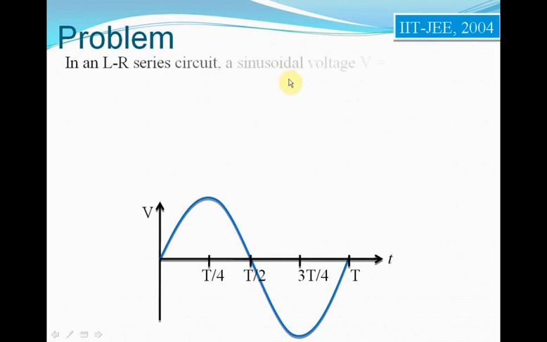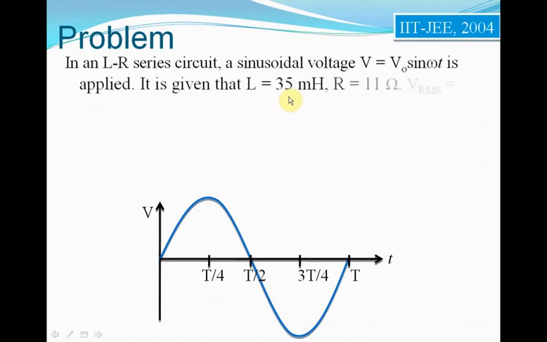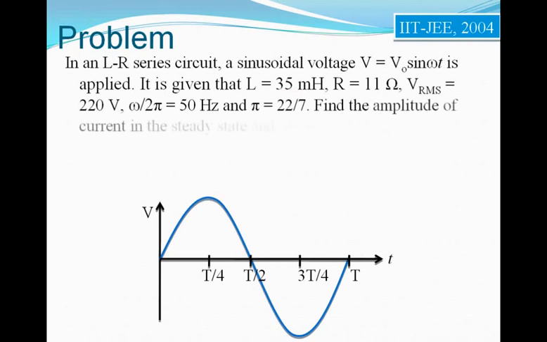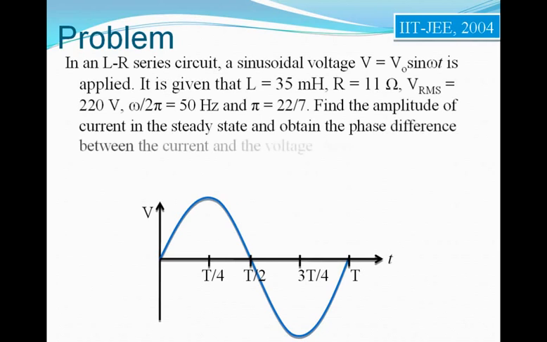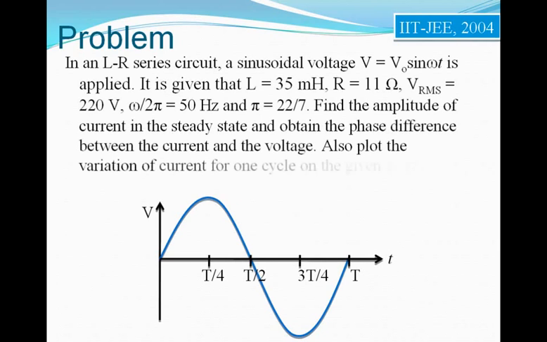In an LR series circuit, a sinusoidal voltage V equal to V0 sin omega t is applied. It is given that L equal to 35 millihenry, R equal to 11 ohms, Vrms equal to 220 volts, omega by 2 pi equal to 50 hertz, and pi equal to 22 by 7. Find the amplitude of the current in the steady state and obtain the phase difference between the current and the voltage. Also plot the variation of current for one cycle on the given graph.